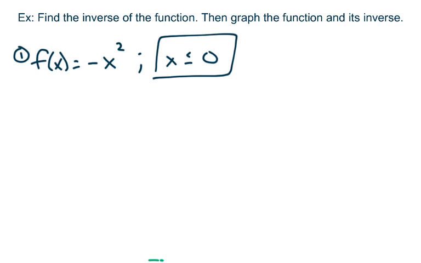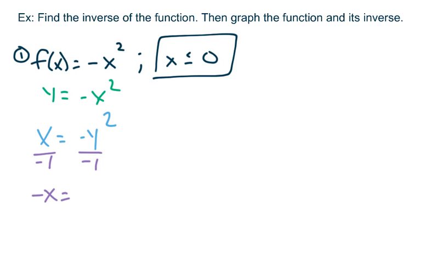So the first step, we need to bring in y. Y equals negative x squared. Now we're going to switch x and y. So x equals negative y squared. Now it's just a matter of solving for y. So let's get rid of the negative. Divide by negative 1, because the negative 1 is not part of the base. So we have negative x equals y squared. And then we just have one more step. We need to square root both sides.